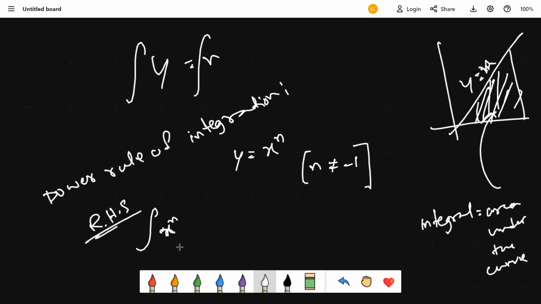Now, then with respect to whom should we be integrating x? We should be integrating it with respect to x exactly. X should be integrated with respect to itself, because x is the variable itself. So the closest way to integrate it simply is to integrate it with respect to x. So we are placing the dx here.